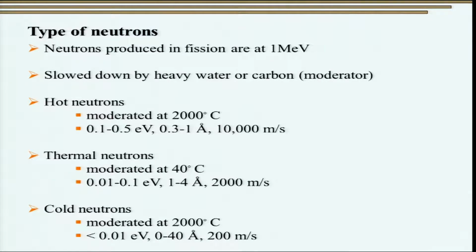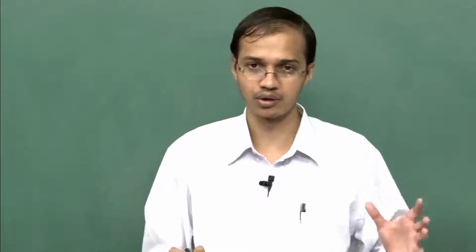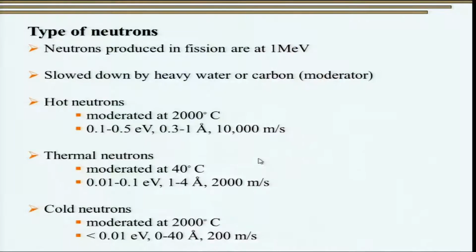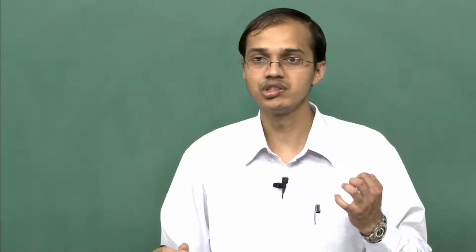So, these cold neutrons are actually moderated at 2000 degrees centigrade, and they have energy which is lower than 0.01 electron volt and a wavelength of the order of 0 to 40 angstrom, and travel at a speed of 200 meter per second. So, in most of the cases, since we are keeping X-rays and electrons as our focus, I will talk mostly about thermal neutrons, which fall in the same range as that of our X-rays. So, from all these sources, what is the kind of spectrum, right?